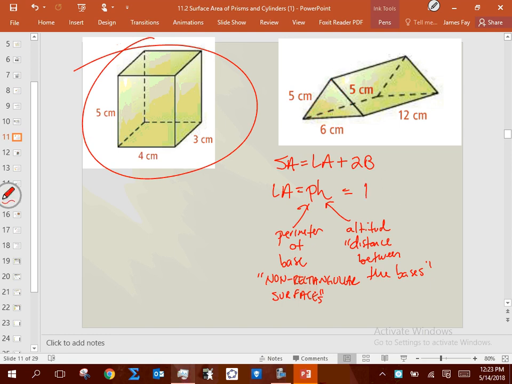16. Okay, now the altitude would be the distance between the two bases. What's that distance going to be? 12. So 16 times 12 gives me what? 192. Oh, I made a mistake. 192. Okay. So 192, and that's centimeters squared, right? Okay. That's my lateral area.